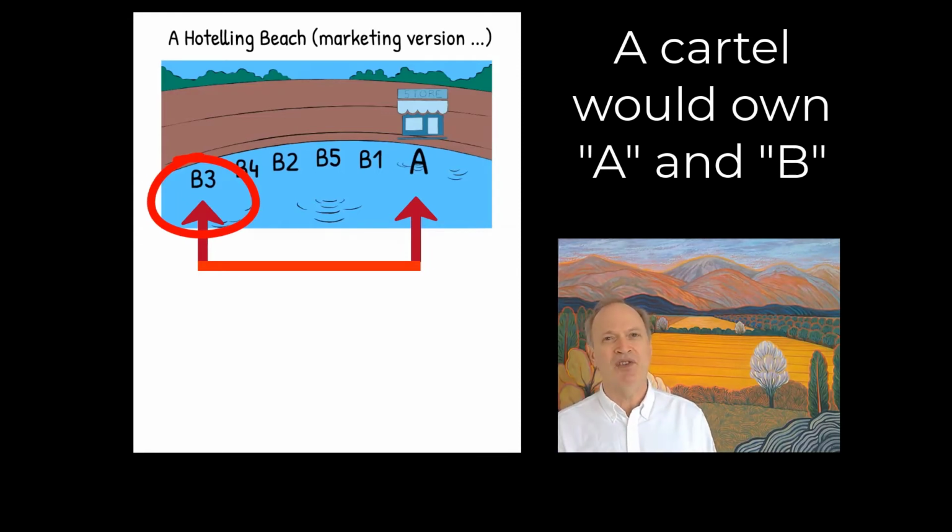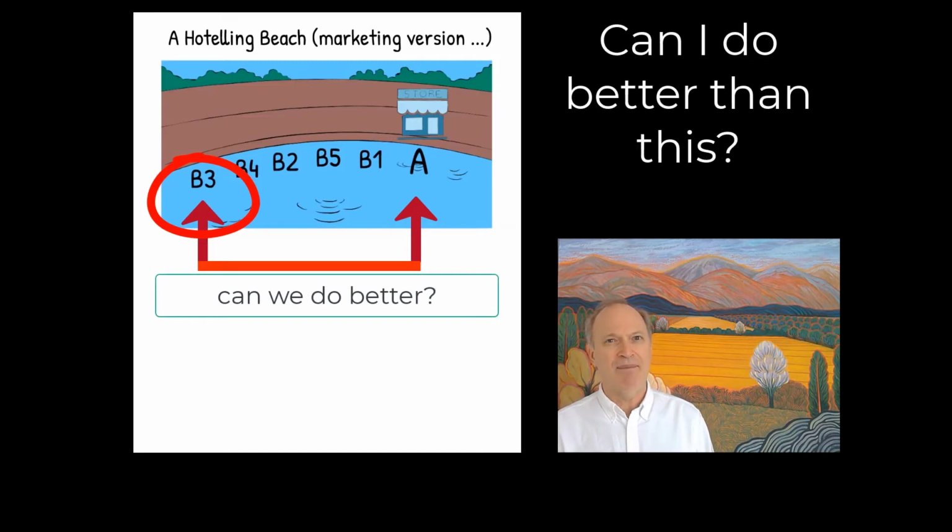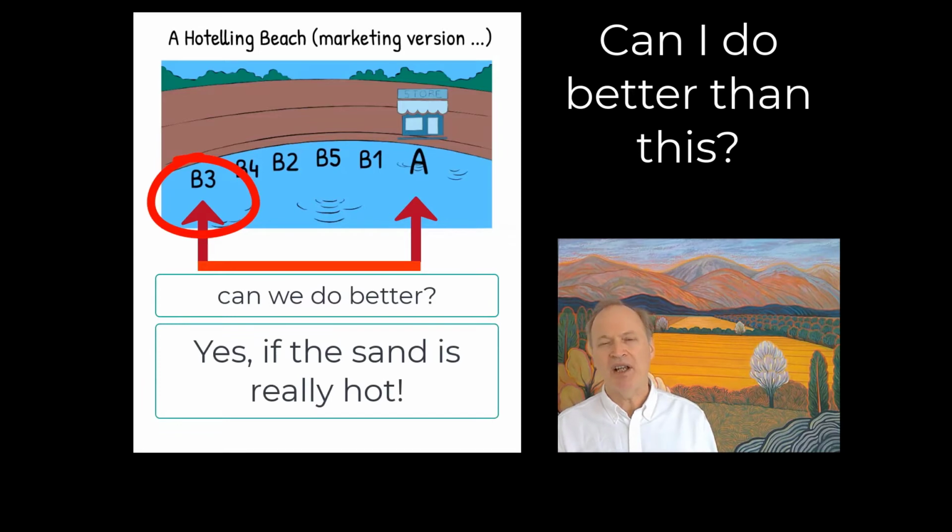The second part is, can I improve upon that? And if the answer is yes, then go ahead and do it. And this is where a lot of fancy mathematics comes in and game theory, because it depends on many things: how much closer you go to A. And let me just say one consideration might be how hot the sand is.